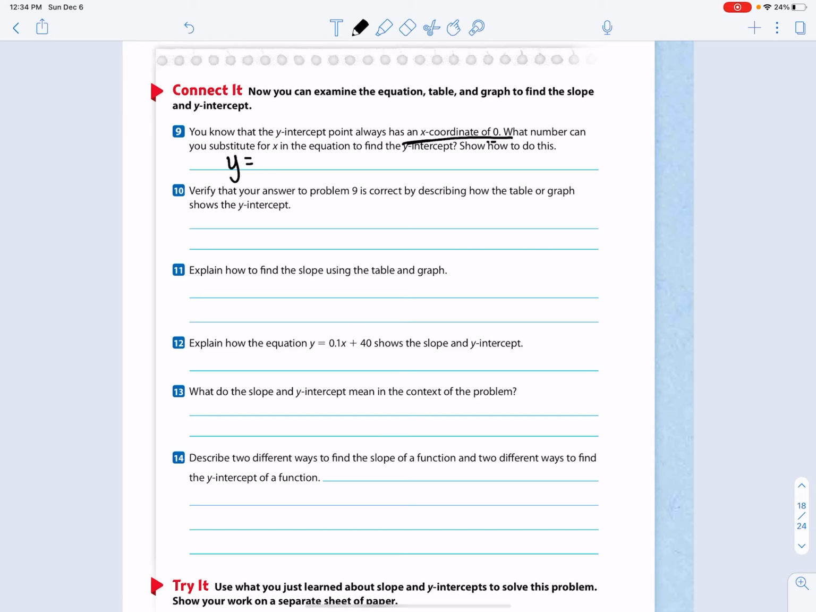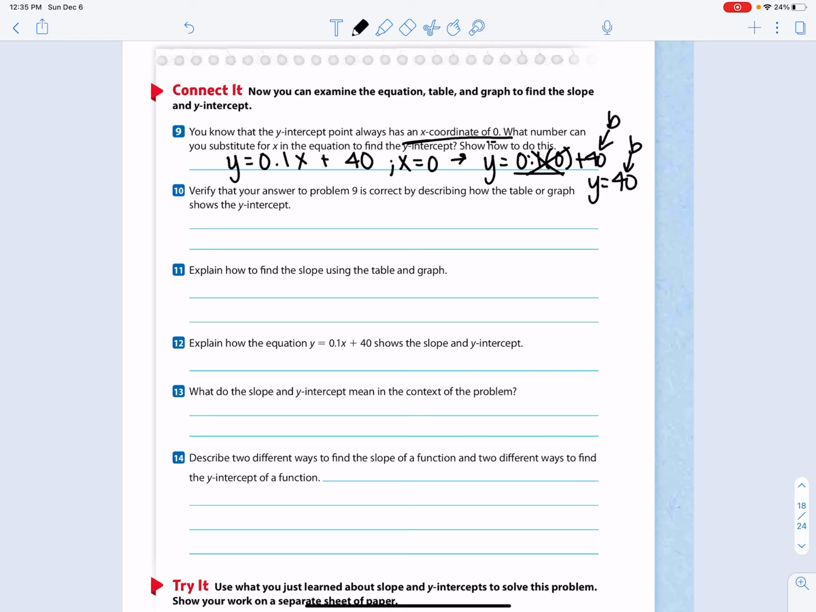So our equation is y equals 0.1x plus 40. I couldn't remember, sorry. So let's just plug in when x equals 0. All right, so y equals 0.1 times 0 plus 40. So anything times 0 is 0, so it's gone. Y equals 40. So our y-intercept, of course, is our plus b part. So our y-intercept is 40.